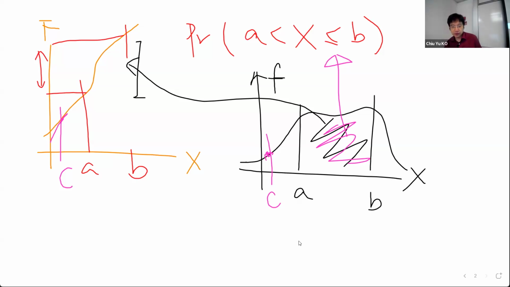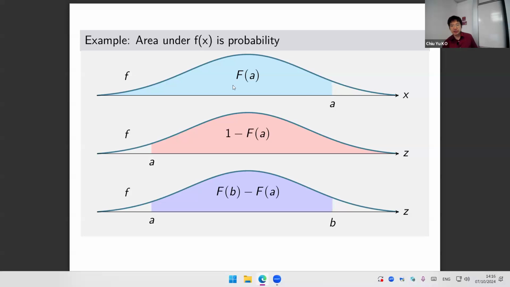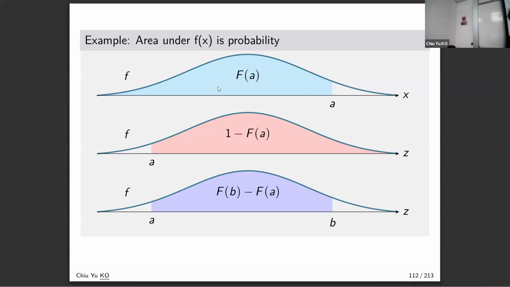Okay, so I hope it's not too much to absorb, okay? Basically, the first graph, F of A, gives us the probability that the random variable is less than or equal to A, right? And 1 minus F will be the probability that Z is greater than A. And this is between A and B, right? So it's just the area, okay?